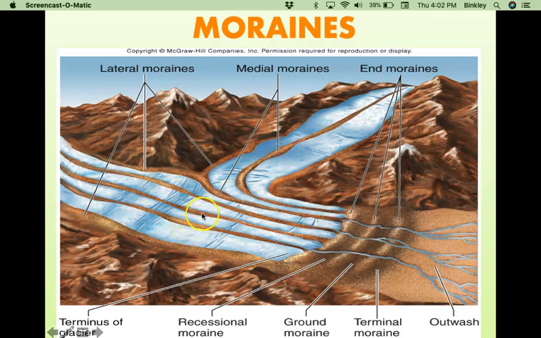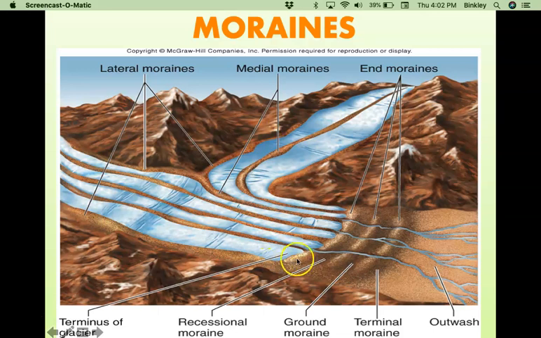So this is a medial, this is a medial, this is a medial, this is a medial, this is a medial, even though it's not pointing to all of those. It's got to be on the complete outside to be just a lateral moraine. You follow? So on the end here, all the way over to here, laterals. Medial, medial, medial. Here's a lateral, but that's a medial. You dig? All right. Good, because now it's going to get even more confusing.